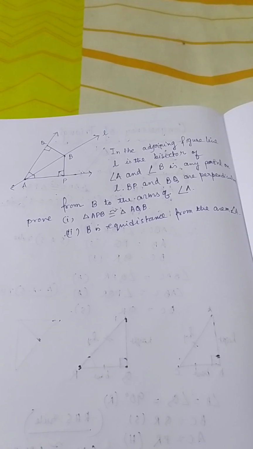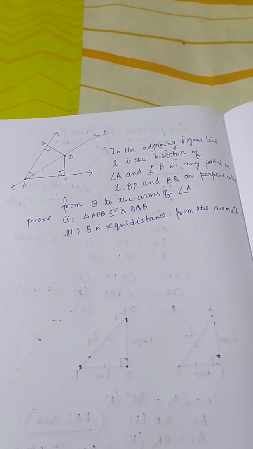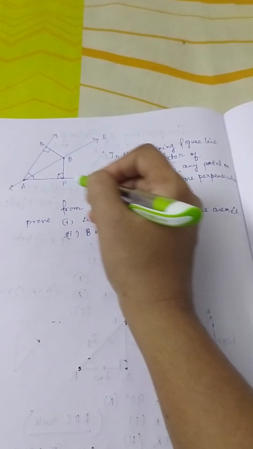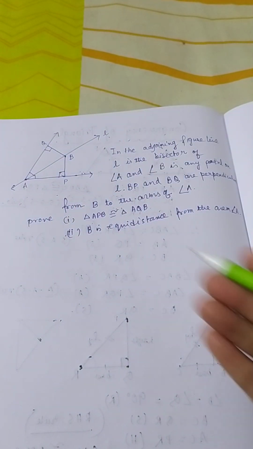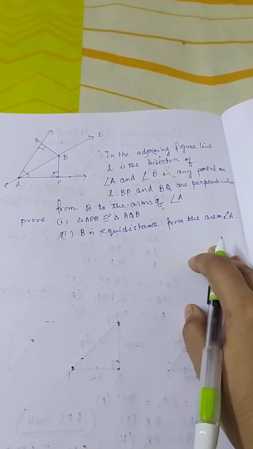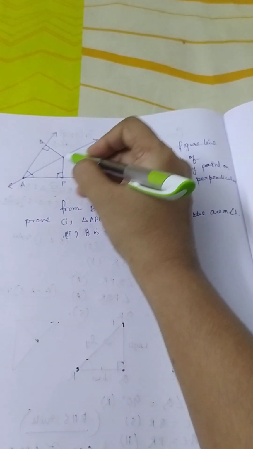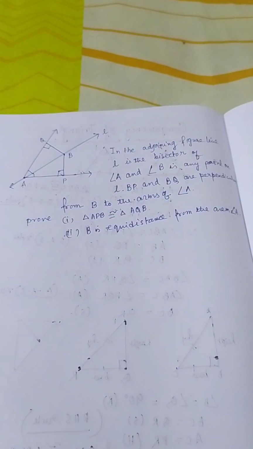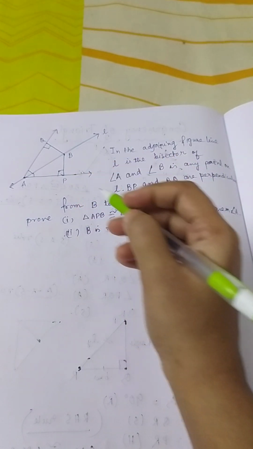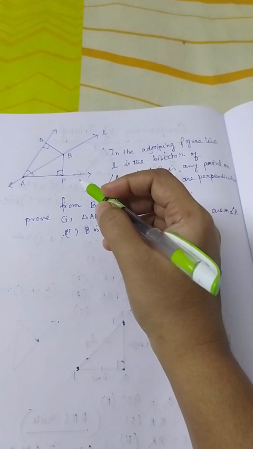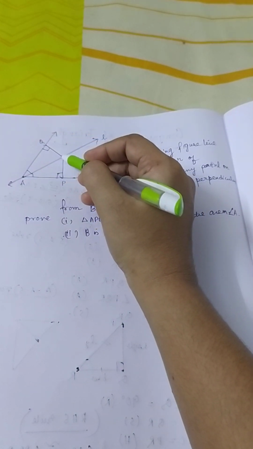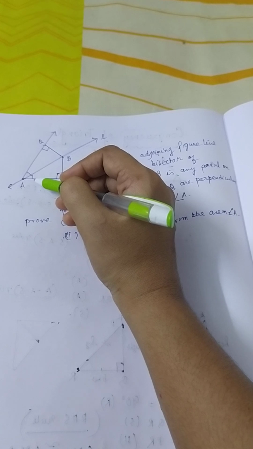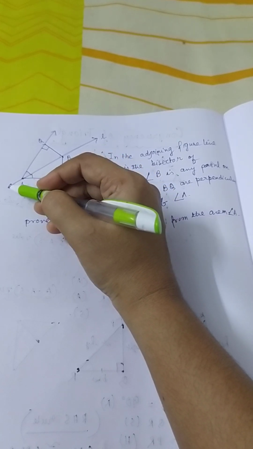Now coming to our first numerical, or first problem of triangles, where this type of figure is already given and the question is like this. In the adjoining figure, line L is the bisector of angle A and angle B. That means this angle B and this angle A are bisected by the line L.